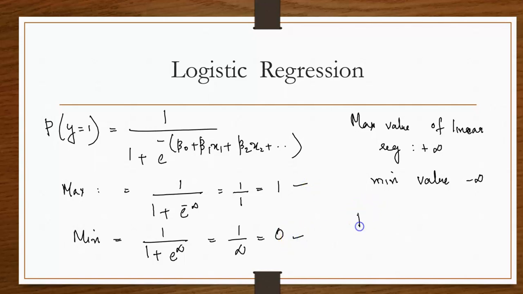So this is the probability of y is equal to 1. What is the probability of y equal to 1? This is the probability that our predicted value belongs to class 1, so it lies between 0 and 1. It is the probability of the observation being in class 1.